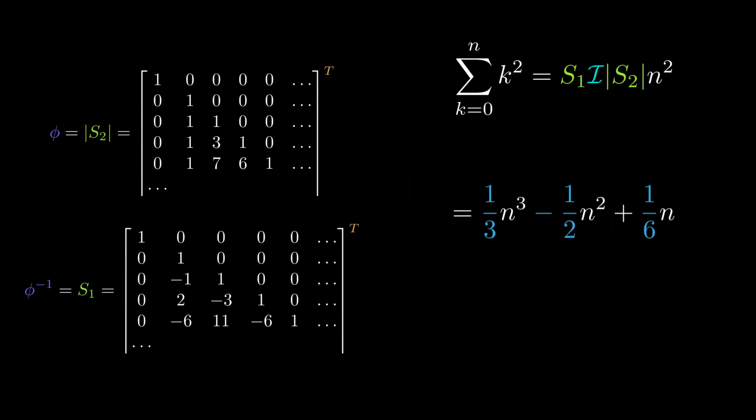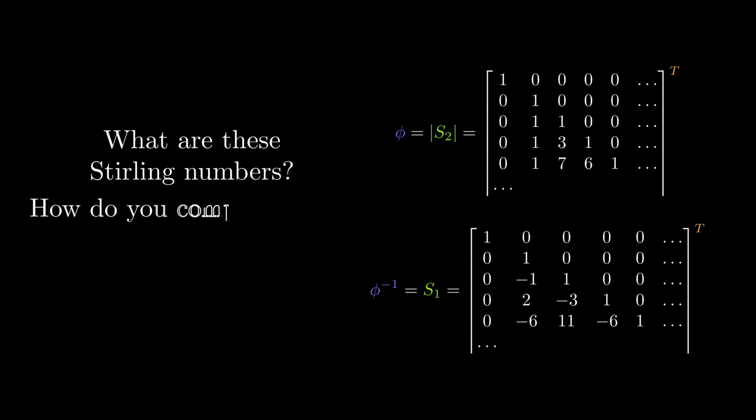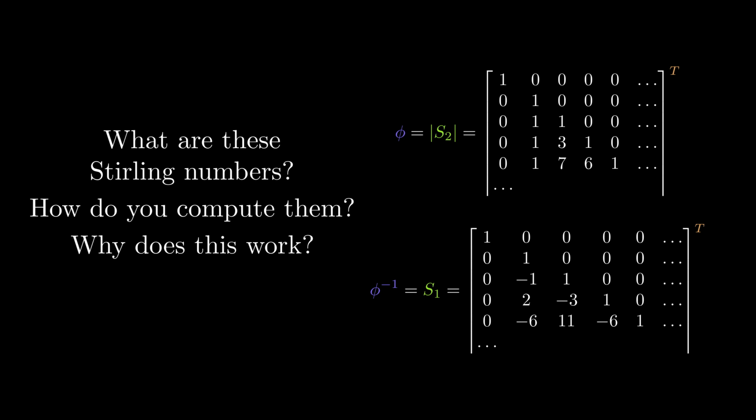However, there are still a few mysteries left unsolved. What are these Stirling numbers and how do you compute them? Why does this work? It's time to expose the underlying black magic.